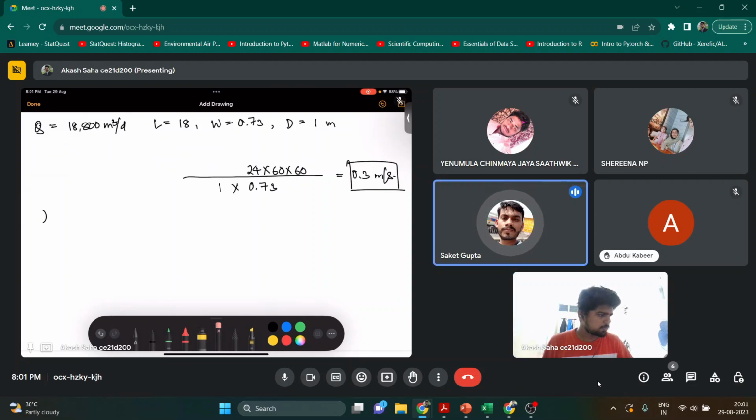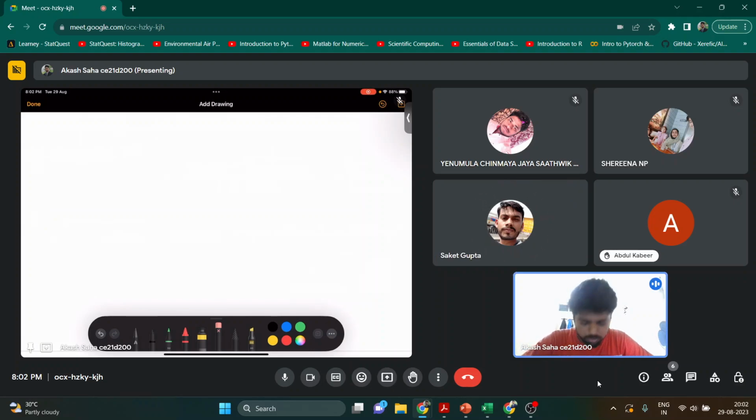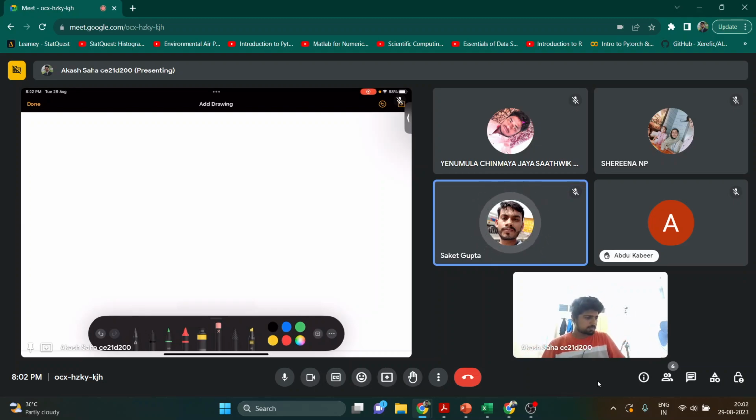The surface overflow rate that is given is for the average flow. It should be less than or equal to 40 meter cube per meter square per day. That is for average flow. But we have to find the surface overflow rate for design peak flow. So this is the difference. You got my point?